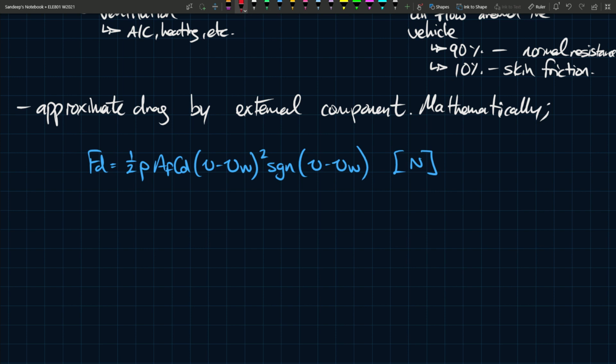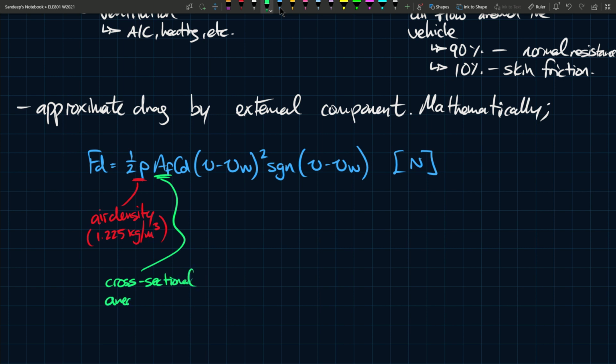So what's what? Rho is air density around the vehicle, obviously, and this is usually 1.225 kilograms per meter cubed. AF is the cross-sectional area, so I mentioned this earlier. This is the cross-sectional area of the car, I guess. So I guess it's fair to say it's at the largest part of the vehicle. And this is taken in meters squared.